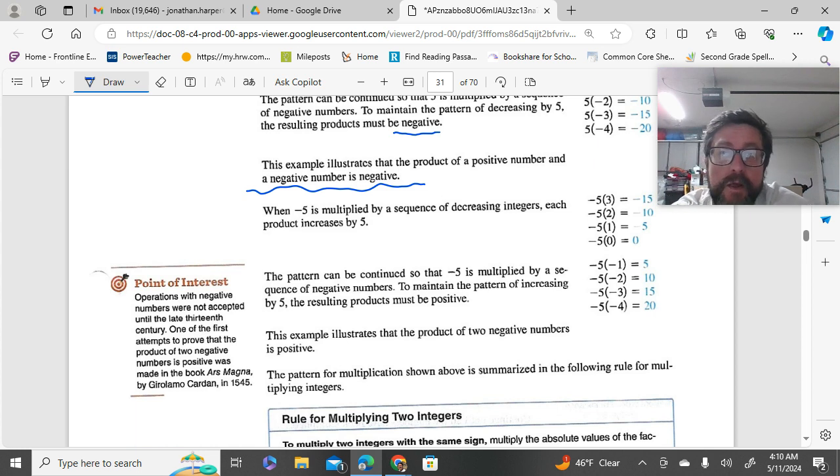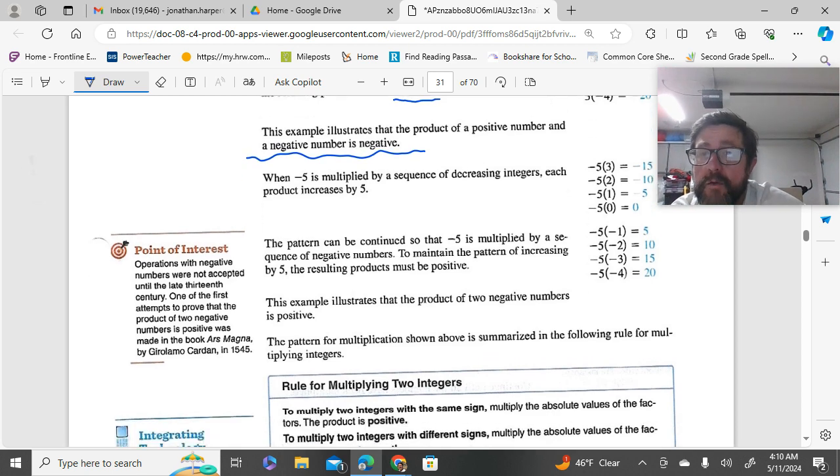Okay, when -5 is multiplied by a sequence of decreasing integers, each product increases by 5. So over here, we're doing negative 5 times 3 equals negative 15. Negative 5 times 2 equals negative 10. Negative 5 times positive 1 is negative 5. Negative 5 times 0 equals 0.